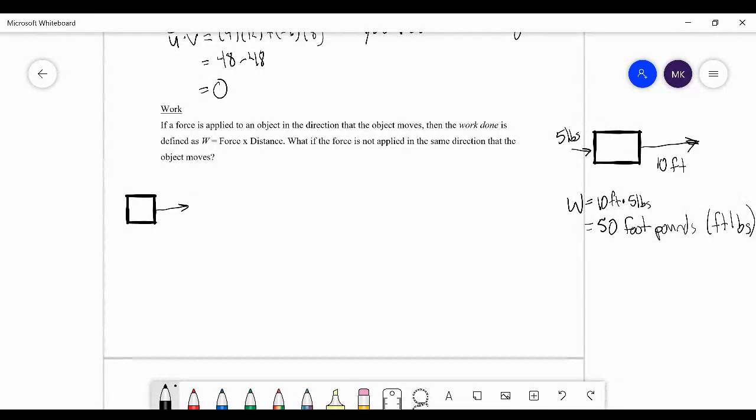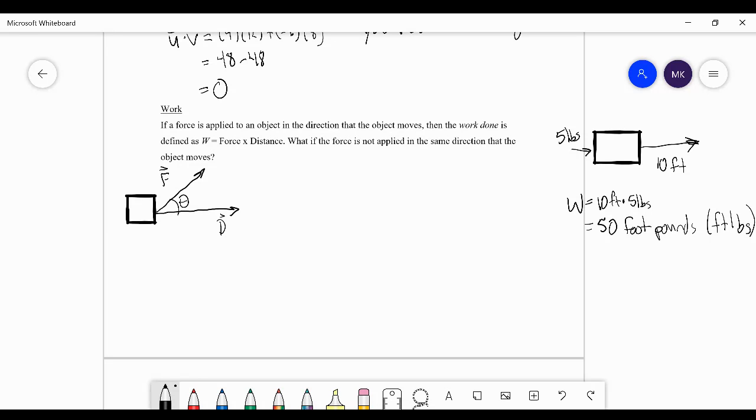is moving this direction? Let me make that a little longer. But the force being applied is in this direction. So this is our force, and this is the distance. Okay. That's right here is theta.